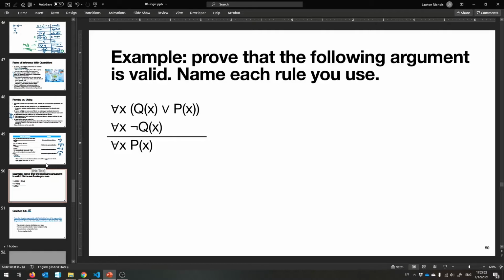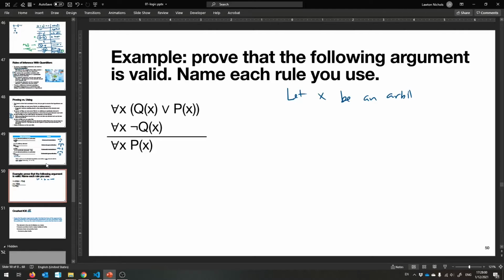On to the next ones. Let us, together, prove that the following argument is valid, and we'll use every rule, we'll name every rule that we use. Okay, so we have some quantified statements. That's unfortunate, but that's okay. So the first thing that we're going to do, because we're trying to prove a for all, that's our goal, we're going to assume that we have an arbitrary element of our domain. Okay? We say, let x be an arbitrary element of P's domain.